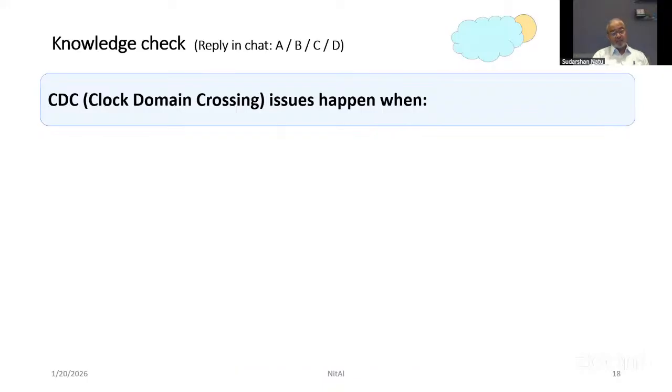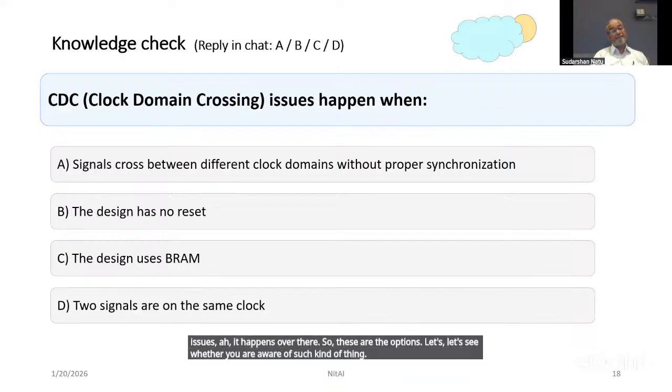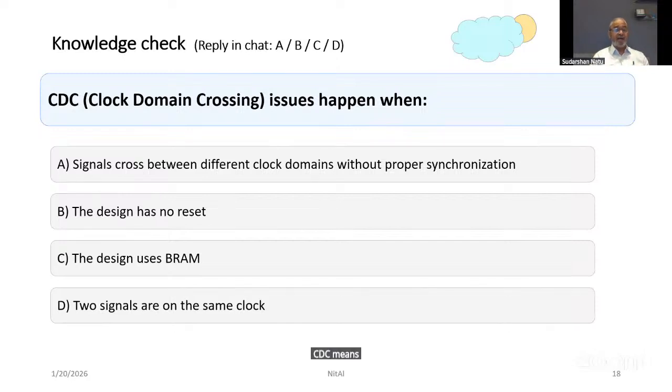There is another challenge, because as I said, there are multiple building blocks and parallelism. So there is another issue that keeps coming up, clock domain crossing issues. So these are the options. Let's see whether you are aware of such a thing. CDC means clock domain crossing. I don't know how many of you are aware. I'll explain in a nutshell how things happen in a digital design, and why it is important. But primarily, this is the biggest challenge in semiconductor design, be it on FPGA or be it on SoC design. So I don't know what kind of answers are coming over there.